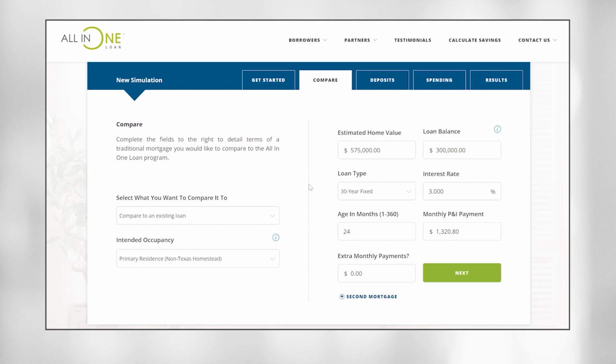So let's get into this scenario. I looked up the average value of a home in Colorado in 2022. It's $575,000. Loan balance around $300,000. I picked an interest rate that was really low for this scenario. Currently, interest rates are a lot higher than this, but let's just say that these people have a 30-year fixed mortgage at 3%. We're going to compare that to the all-in-one loan for this scenario and see how it turns out.